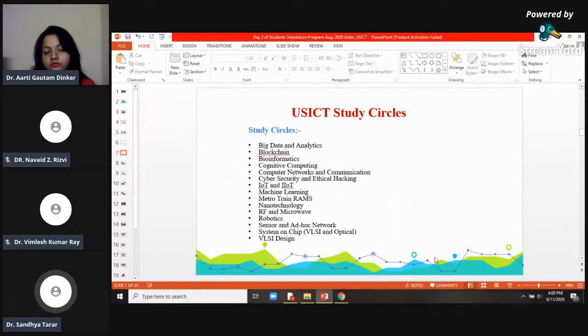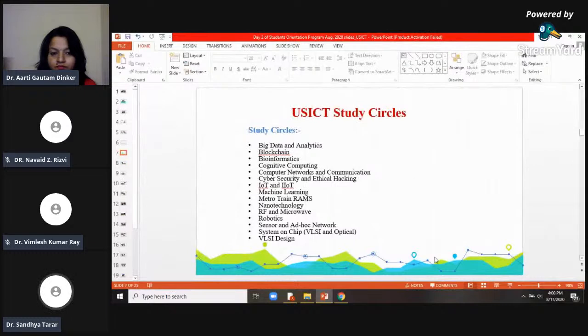And then cyber security and ethical hacking. Our respected Dr. Aarti Gautam Dinkar ma'am is heading this particular study circle, and you are very fortunate if you are going to participate in it. Cyber security is really a concern these days. Ethical hacking is such a shiny area as far as career is concerned. So this is a very important study circle, and every security related aspect would be addressed here.